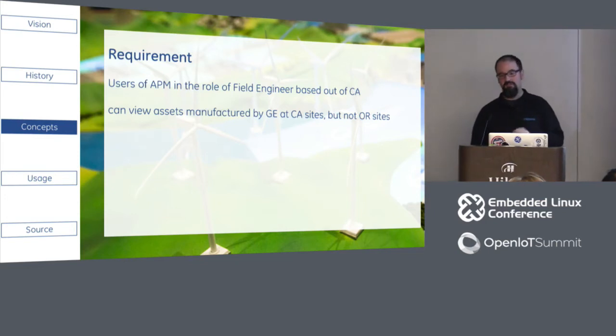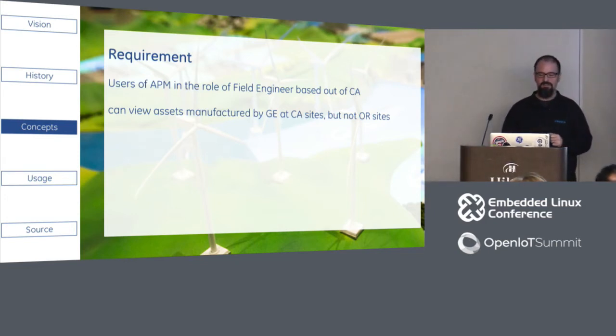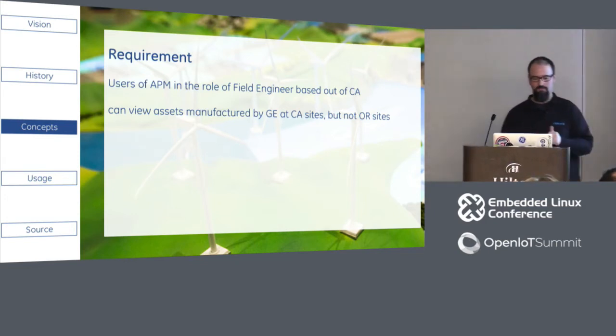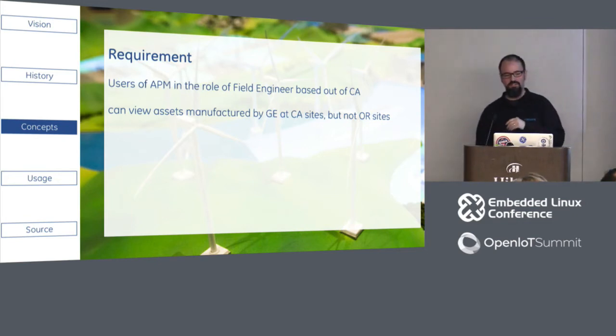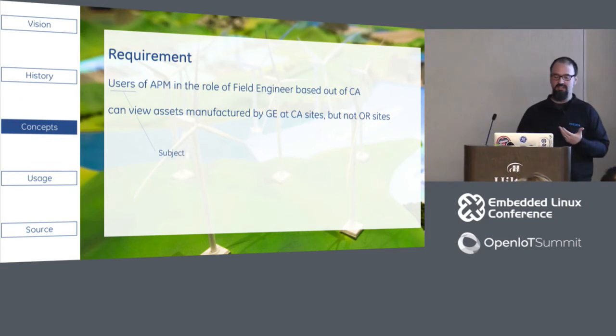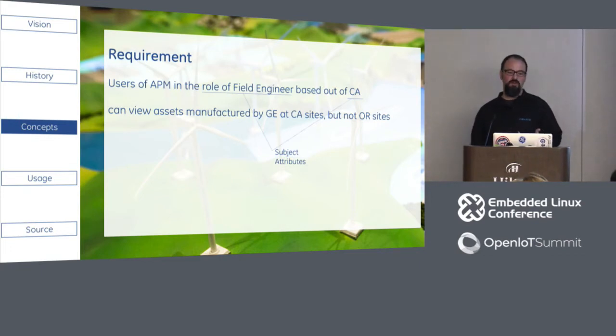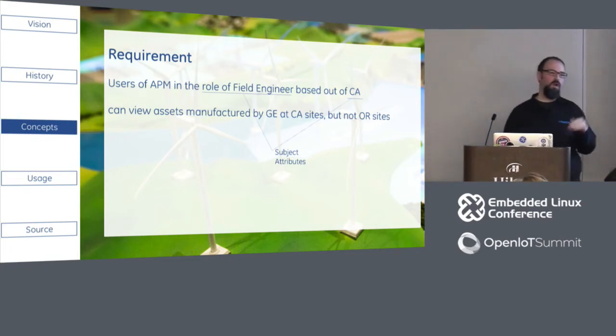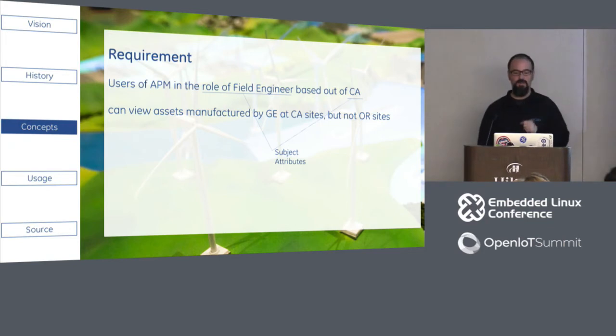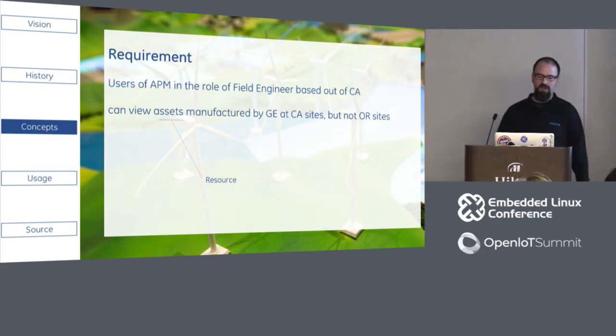So to make this very concrete, think of users of an application, right? So the user, in this case, is the subject. And we can say, hey, they have a role, they have a location. Those are attributes of the subject, right? So this is like a requirement for an application that somebody might be developing. The asset, in this case, is some physical thing. Maybe it's a wind turbine.